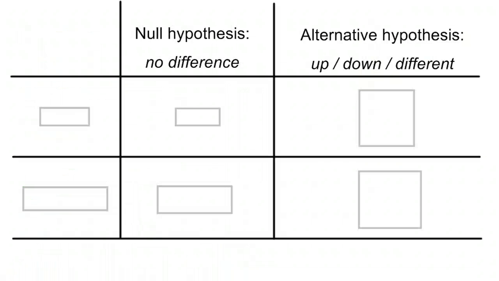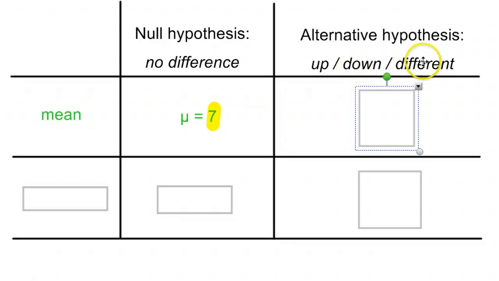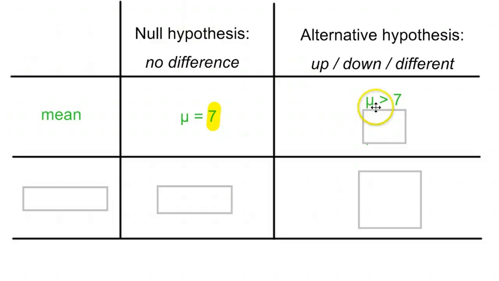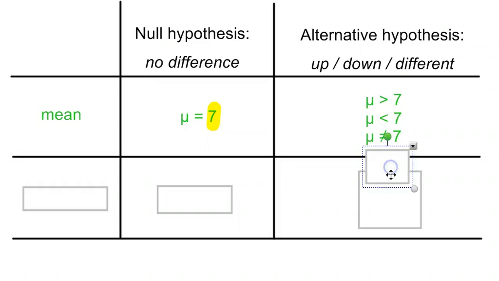Let's do a quick review of all the different types of hypotheses that we can get. Now when we're dealing with the mean, anytime we have quantitative data, our null hypothesis is always going to be mu is equal to some number. Now I have the number 7 here, but that could be mu equals 0, mu equals 14, whatever it might be. So mu equals is your null hypothesis. And then your alternative is that it's going to go up, it's going to go down, or it's going to be different. So for example, mu is greater than 7, or mu is less than 7, or mu is not equal to 7 would all be valid options here.